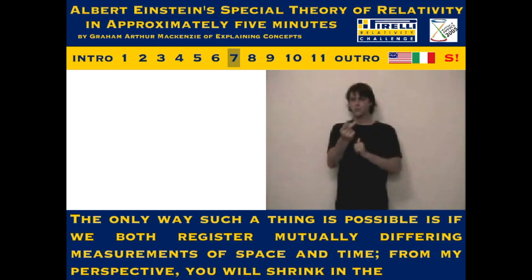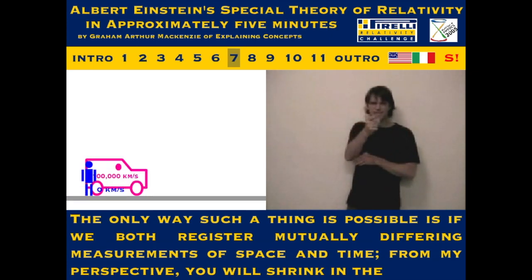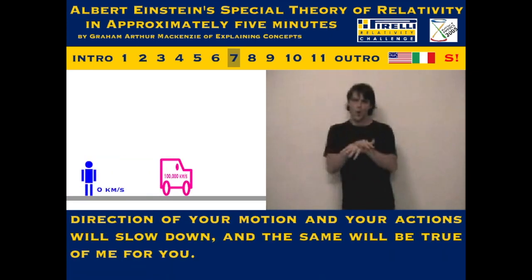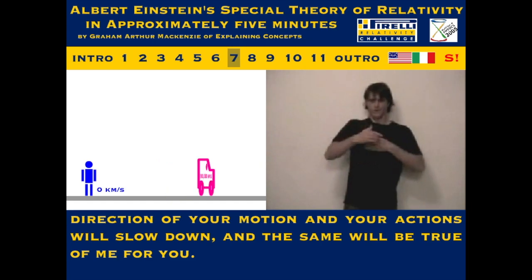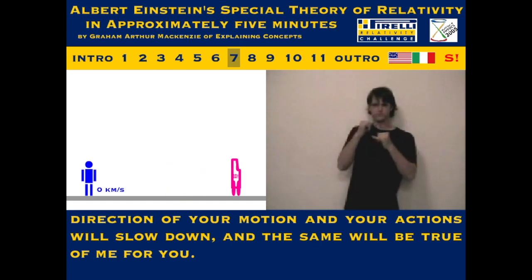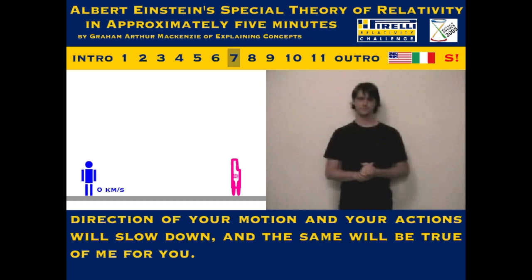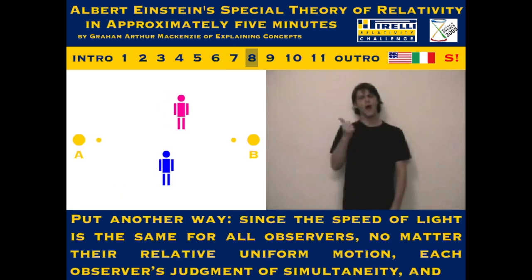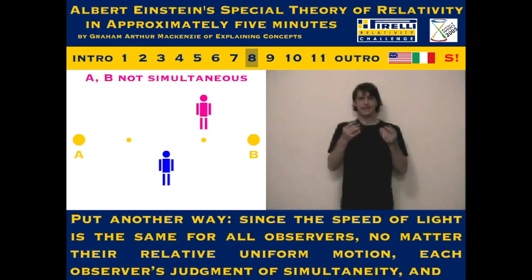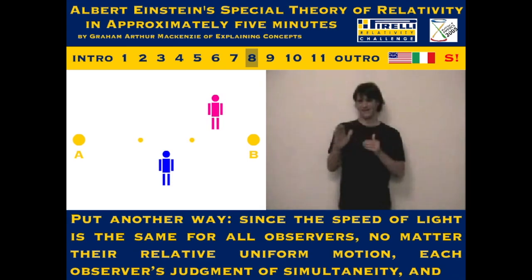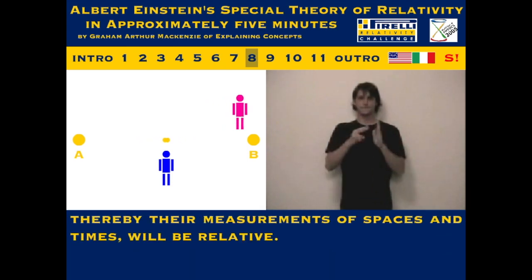The only way such a thing is possible is if we both register mutually differing measurements of space and time. From my perspective, you will shrink in the direction of your motion, and your actions will slow down, and the same will be true of me for you. Put another way, since the speed of light is the same for all observers, no matter their relative uniform motion, each observer's judgment of simultaneity, and thereby their measurements of spaces and times, will be relative.